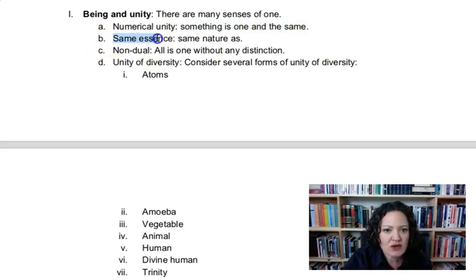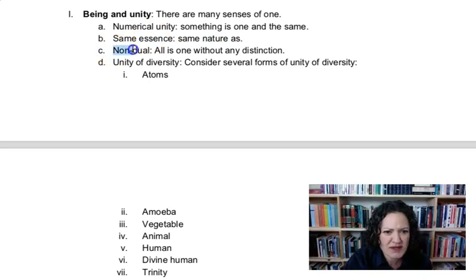Now, there's also the same essence as, or the same nature as. Me and my fellow human, we're one. Me and you, we are one. You and I are one. Why? Because we have the same nature. We're one in being human. So it can be a unity of the same essence.